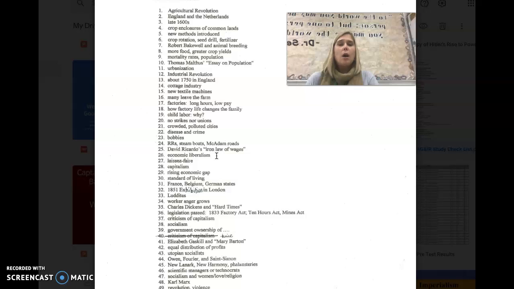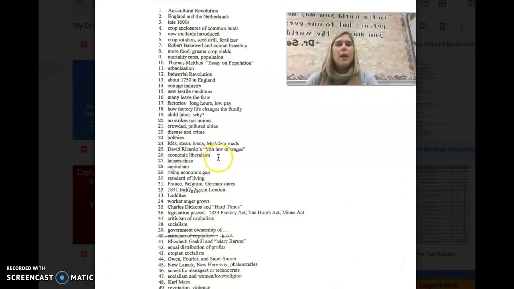So if you believe in economic liberalism, you are liberal-minded to believe you don't want the government as involved in the economy. So it's basically laissez-faire is a part of economic liberalism, that hands-off approach to the economy, not wanting the government to be heavily involved.